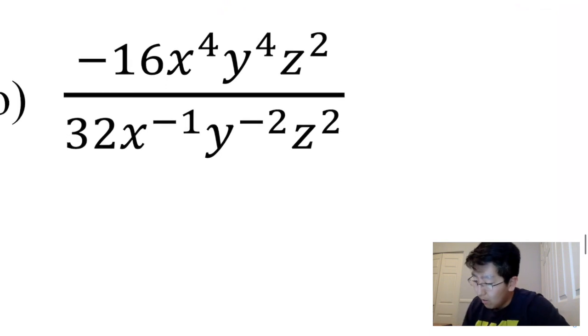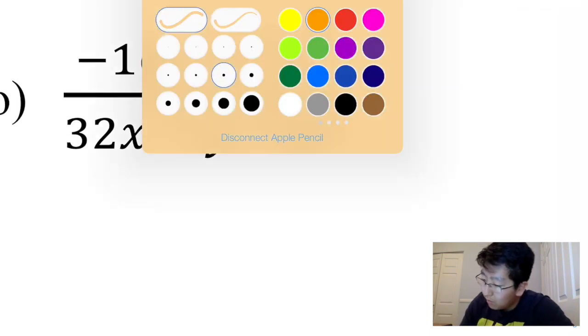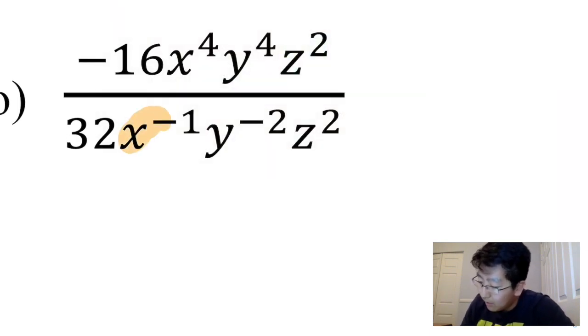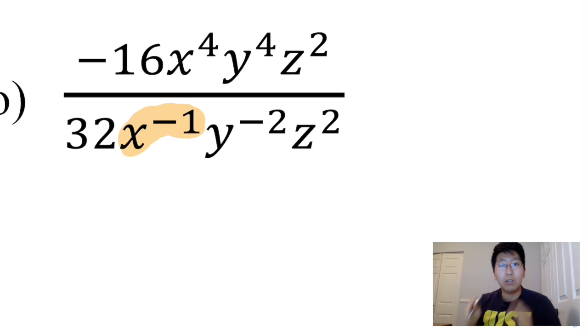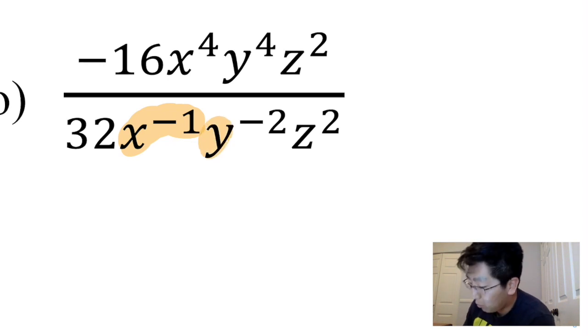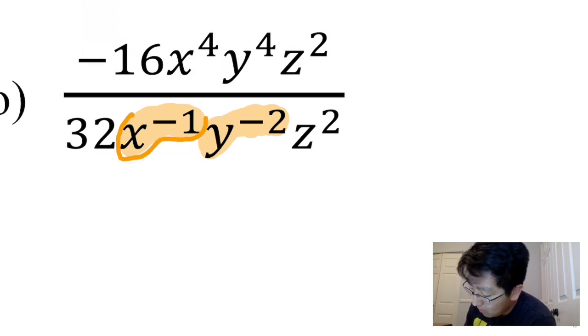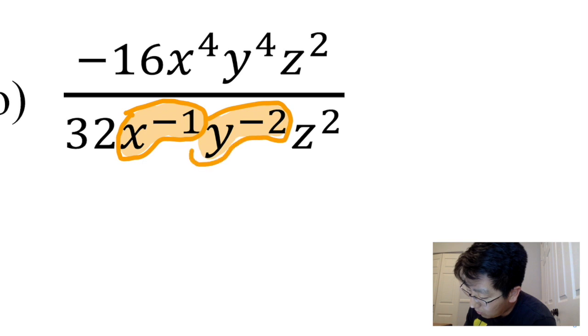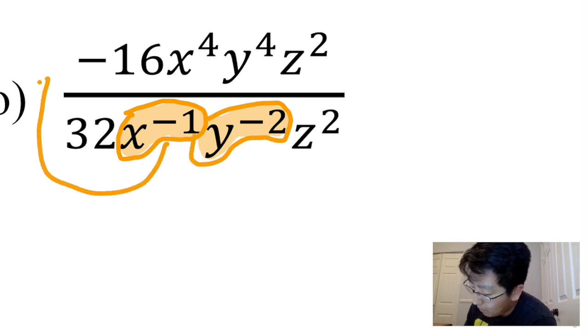Now, look, there are 2 guys that have tickets. x to the negative 1. Can you find the other one with the negative exponent? Can you go ahead and highlight it right now? It is y to the negative 2nd. So here we have 2 tickets, which means that both of these variables need to go up to the top.